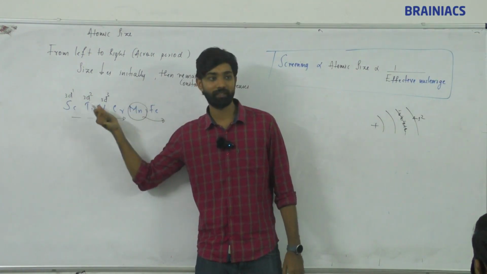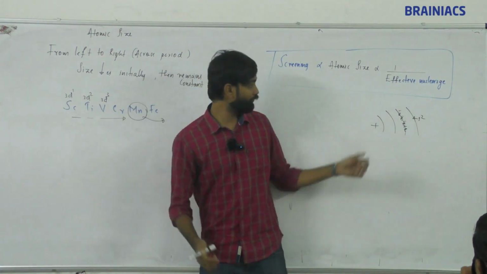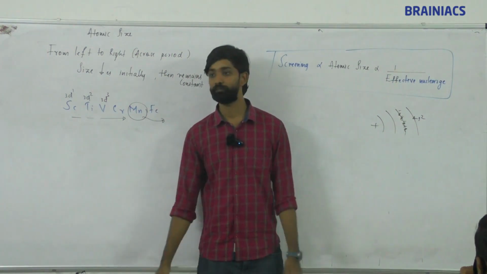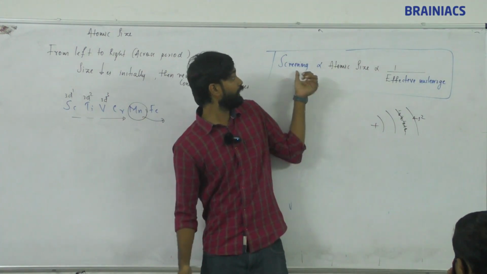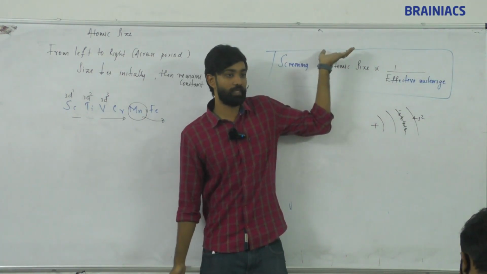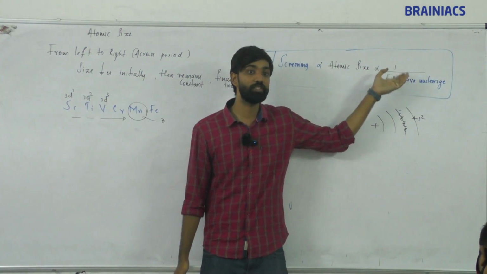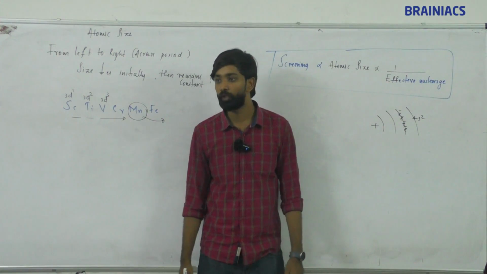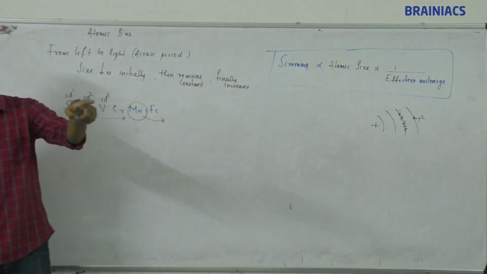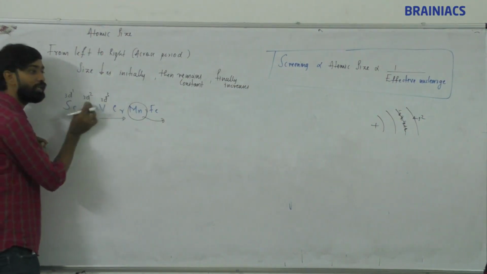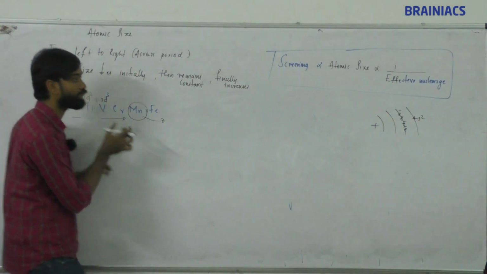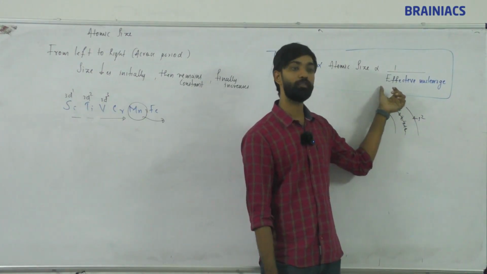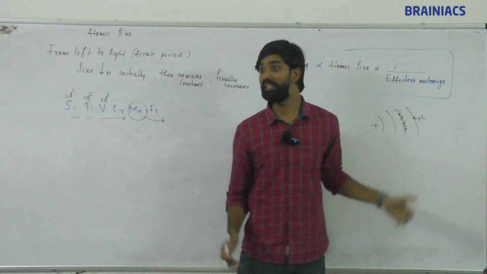As they are inner electrons, the effective screening also increases from left to right. The screening has a tendency to increase the atomic size, whereas nuclear charge has a tendency to decrease the atomic size. Then there will be a competition between them. Initially the number of inner electrons is low, so screening will be low. So which dominates? Effective nuclear charge dominates initially.